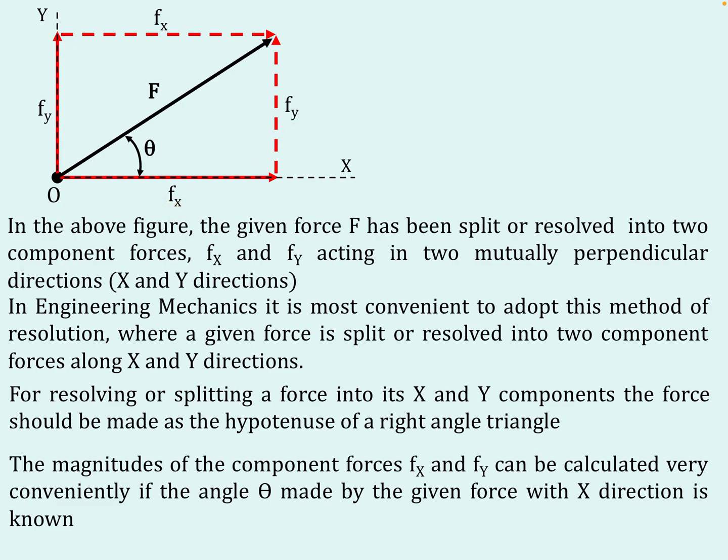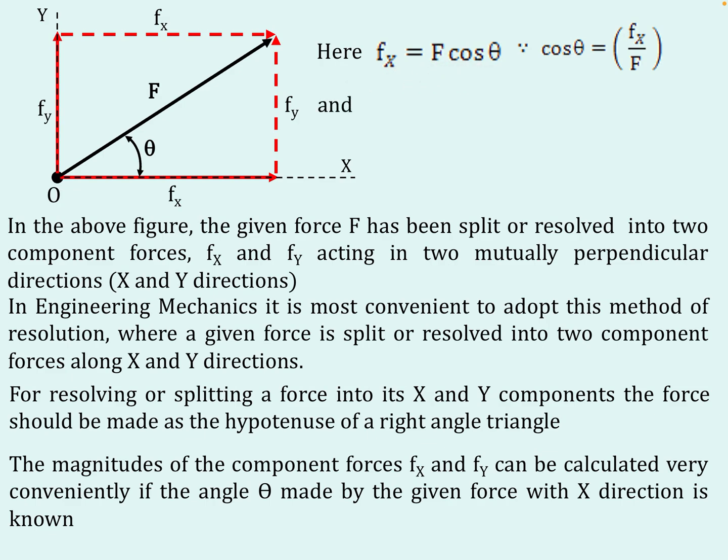by two simple trigonometric functions, which are nothing but Fx is equal to what? F cos theta. The reason is, if you take the cos theta trigonometric function, cos theta is nothing but adjacent side by hypotenuse. So that is why, since cos theta is Fx by F, therefore Fx is F cos theta. We already know, or you will be given, F value and theta value. So getting the x component is very easy from this simple trigonometric function.